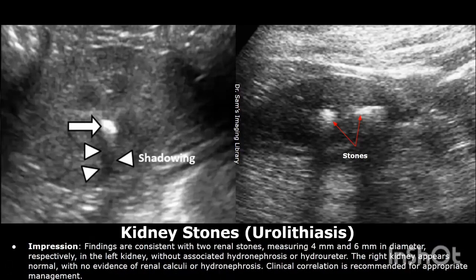In the impression, you can mention the presence of stones and their measurements and in which kidney they are found, and also mention any associated hydronephrosis or hydroureter. After these lines, you can write about the other kidney, and in the end, you must write about clinical correlation.